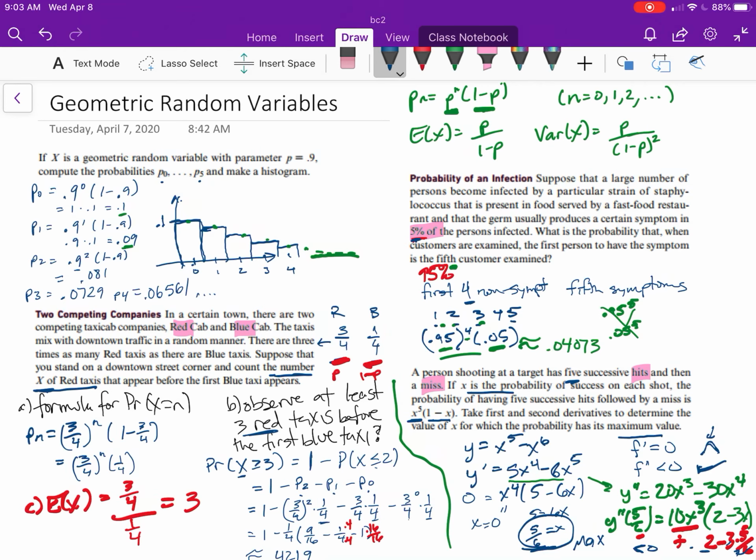I didn't mean to ignore 0, but it really just doesn't make sense, right? The probability of a hit is 0%. We could tell that without even testing anything. So the probability of the success is x equals 5 over 6.